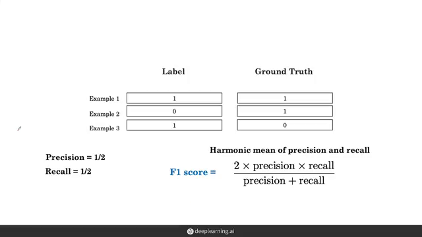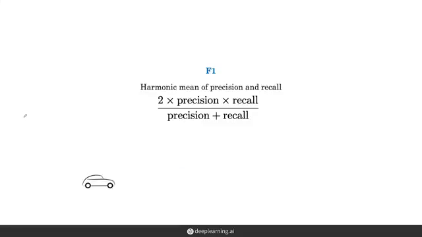Precision and recall trade off each other. You can always get a recall of 1, but very low precision, by labeling all examples with 1. A single measure that trades off precision versus recall is the F1 score, which is the harmonic mean of the precision and recall given by this formula here. The harmonic mean is a different kind of average, often appropriate in situations involving rates.